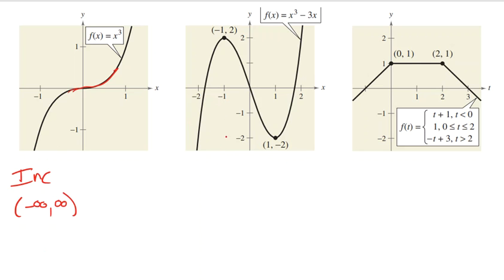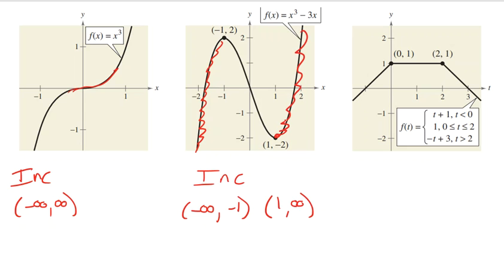All right, how about this graph right here? It does increase, and then it makes a change at -1, and then it decreases and makes a change again at +1, and then it increases. So there are two places where this graph increases. It increases from negative infinity to -1. So that's right here. It's increasing. And then it's also increasing from +1 all the way towards infinity.